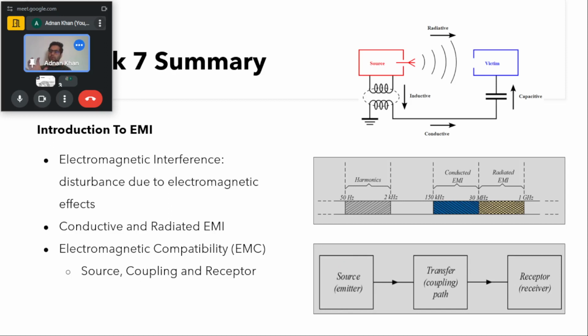But what we want to achieve is to control this. We can control this EMI at three places. One is at the source.